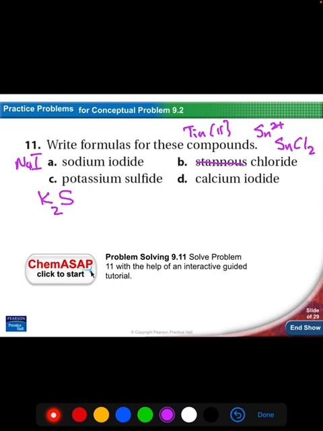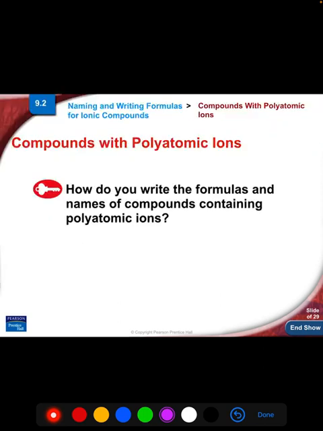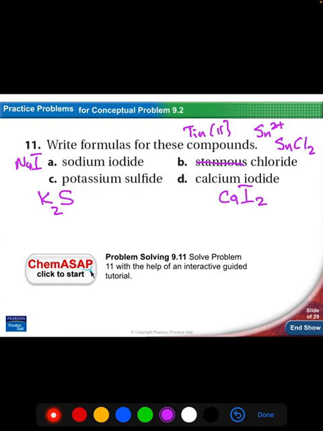And calcium iodide, again, this iodide is a group 7 halogen. It always has a minus 1 charge. But calcium is a group 2 metal. It always has a plus 2 charge. And I would need 2 of those iodide ions to balance that. So this is how you write the formulas from the name. And, given these names, you should be able to work back from those formulas.